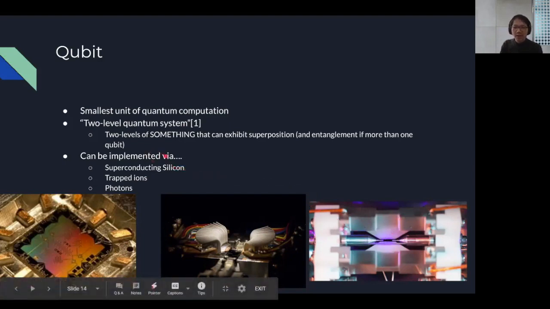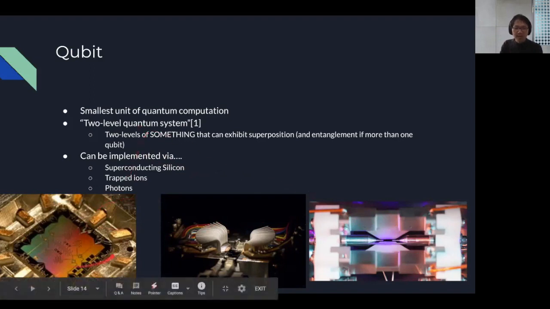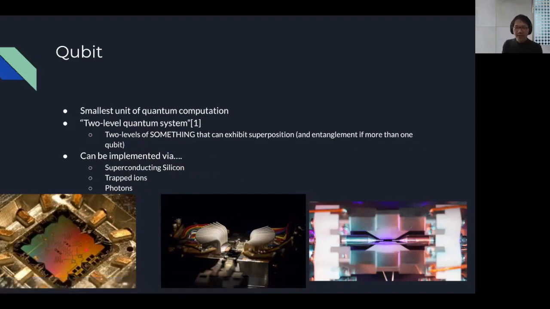But overall, as time progressed, there were other ways of implementing this two-level quantum system, such as the superconducting silicon qubit. There's a picture here. I think this is an implementation from Yale, if I'm not mistaken. But this is implemented in the same silicon as the computer that you're using to watch this Zoom call, or that you're using to text.